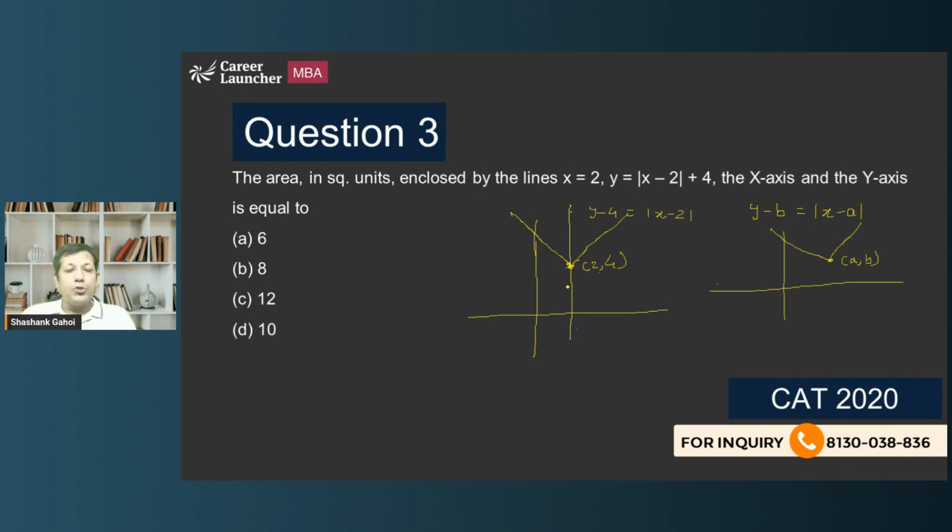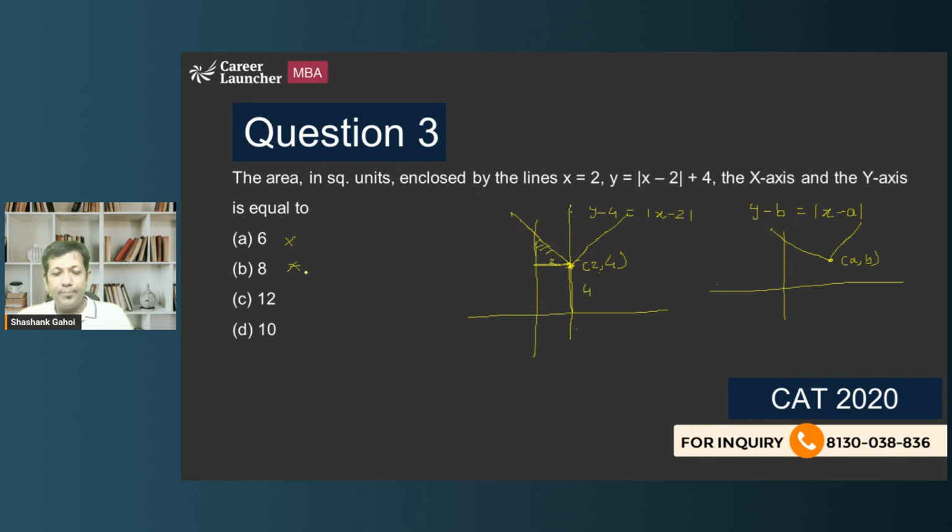Okay. Now the question is talking about what is the area. So my job is to figure out what is the area of this. So this is 4. Okay. What is this? X is 2 means this is 2. So 4 into 2, area is 8. And I still need to find this area. So my answer should be greater than 8, means 6 is gone, 8 is gone.